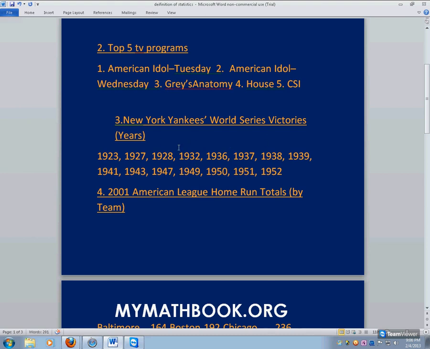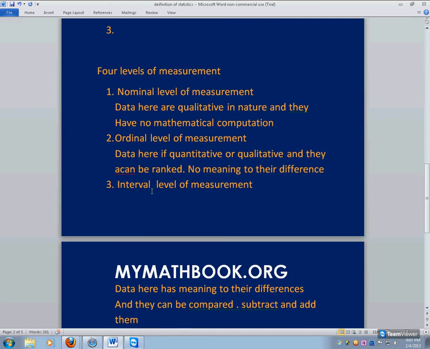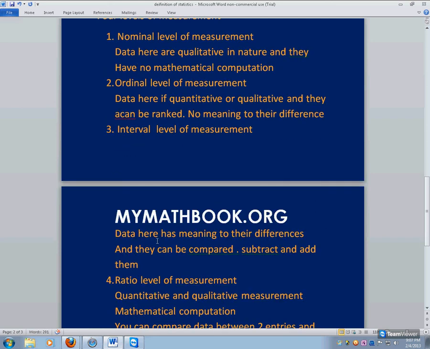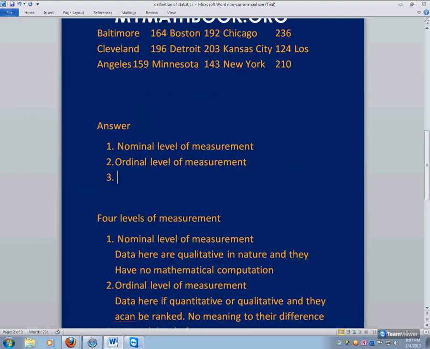So that level of measurement is what is called interval measurement. Data here can be meaningful to their differences and they can be compared, subtracted, added, etc. So here, interval level of measurement.